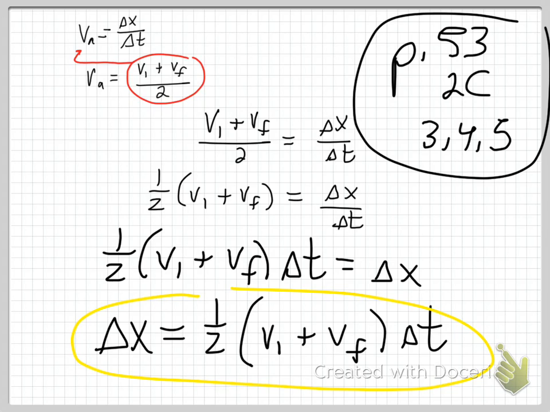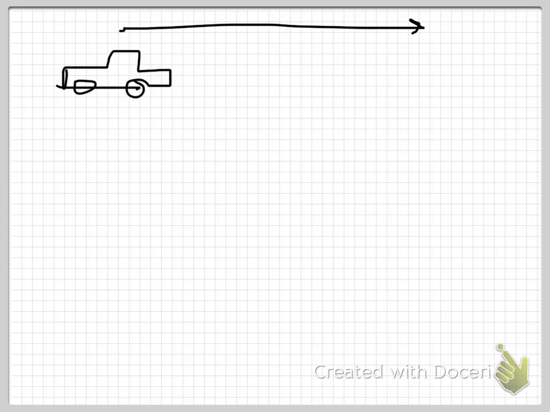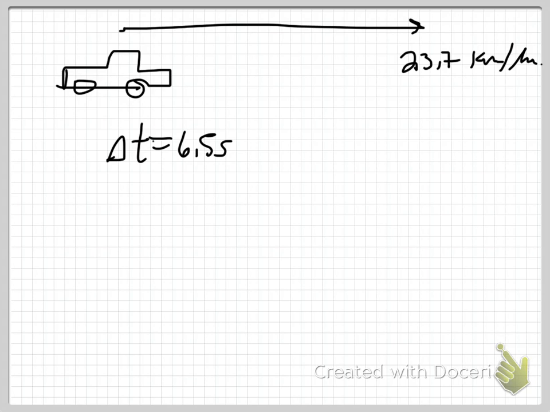Okay, looking at, we'll do number 1 together rather than the example, because the examples are always kind of dumb. Okay, we have a car, and it accelerates uniformly from rest to a speed, we're told, of 23.7 kilometers per hour in 6.5 seconds. Delta t is 6.5 seconds. How far does it travel during this time? We don't know.